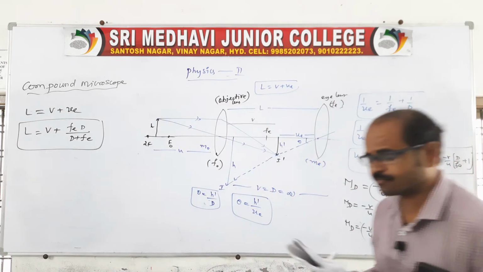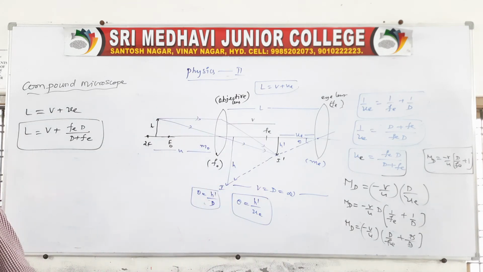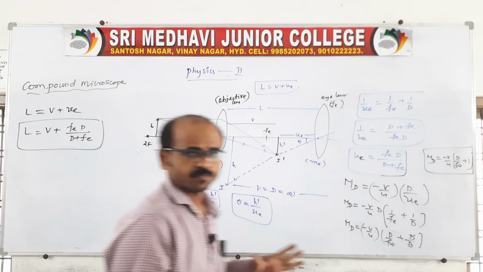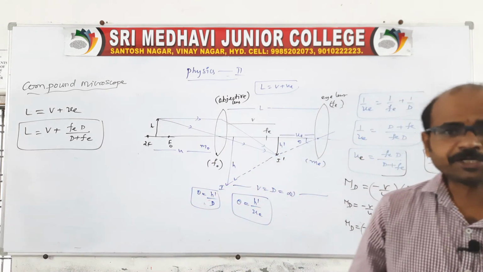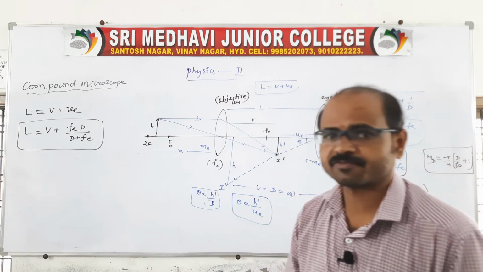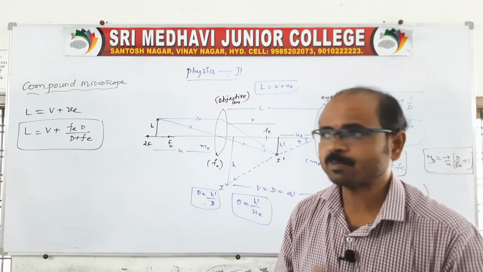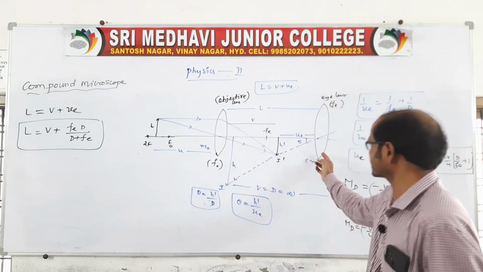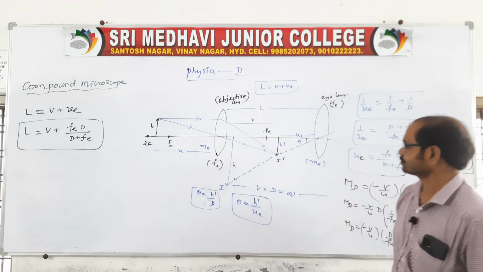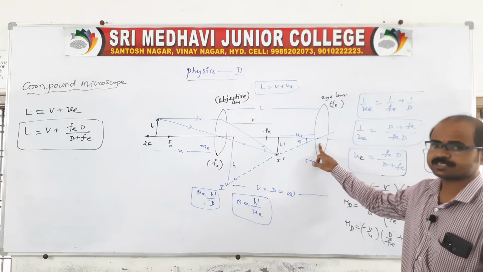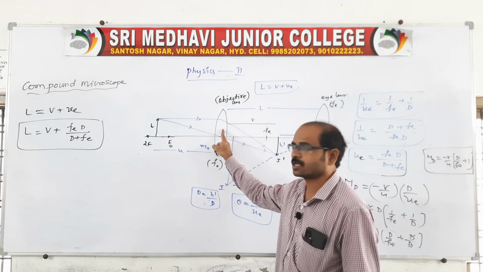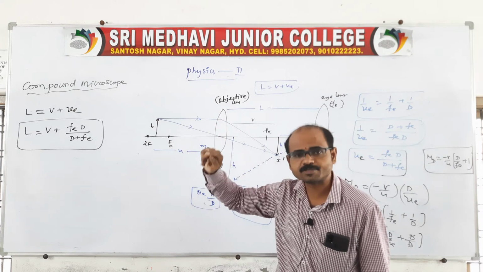So this is the clear information related to the compound microscope, and we already finished the simple microscope in the previous class. Once again I will repeat: a simple microscope consists of one single lens fitted in a tube, and a compound microscope consists of two lenses. One is the objective lens and the other is the eye lens. The objective lens is towards the object.